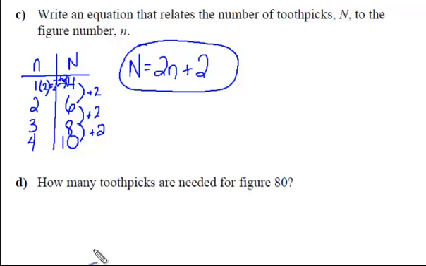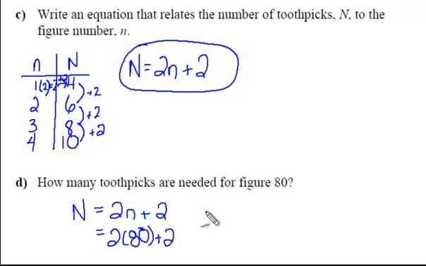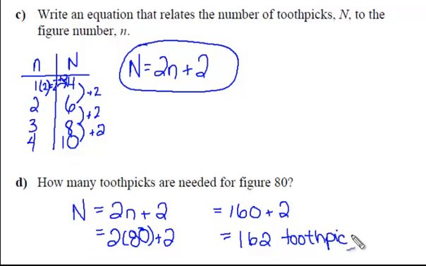So now that we have an equation, we can figure out part D very easily. They're saying how many toothpicks are needed for figure 80. Well, the number of toothpicks is symbolized by big N, and we have our equation that says big N equals 2 times little n plus 2. Little n is our figure number, so 2 times 80 plus 2. 2 times 80 is 160 plus 2. It's 162 toothpicks would be needed for figure number 80.